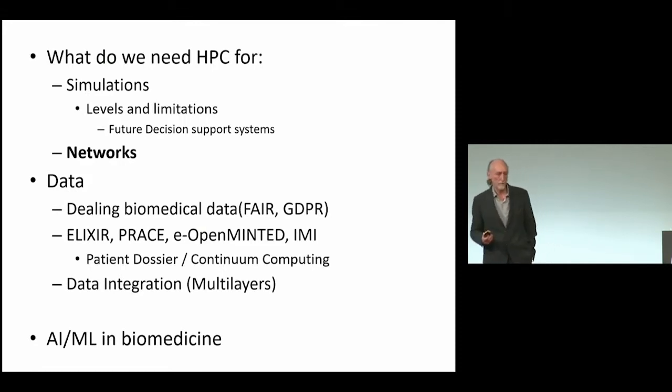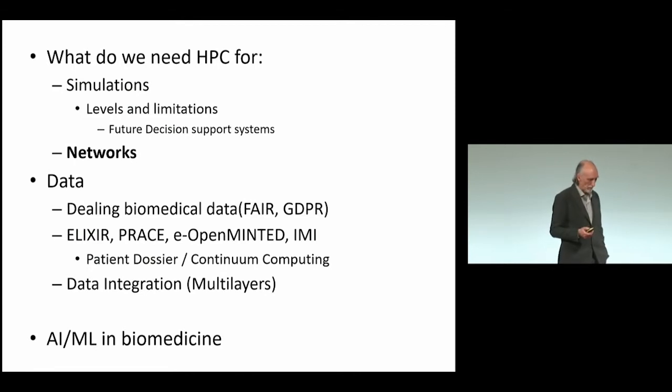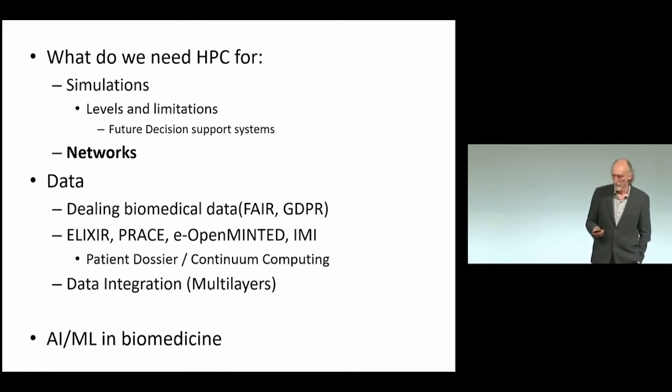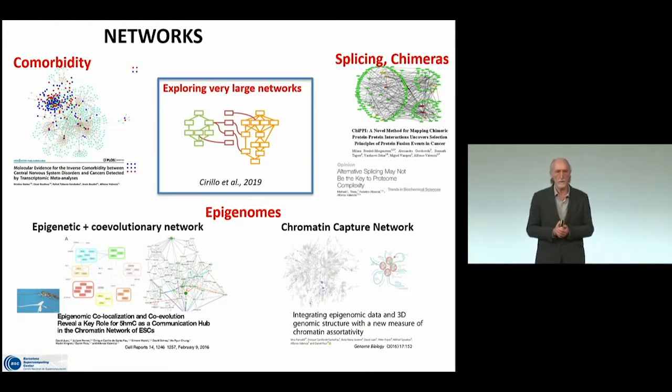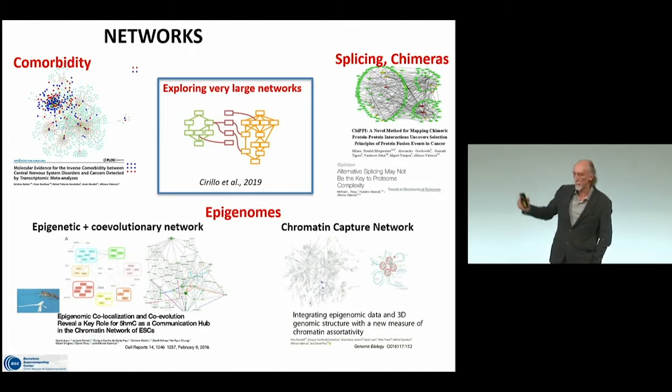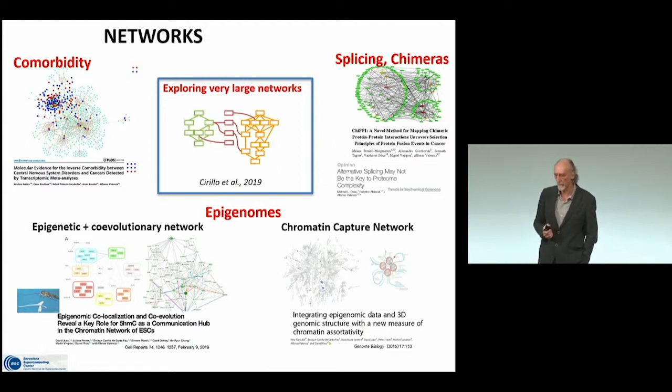Obviously, high-performance computers can be used for simulations, as I showed you in some of the possibilities. They can also be used for other things, and in this context, it's particularly interesting, from my point of view, to explore the possibilities of understanding networks. Many of the problems in biology can be phrased in the language of biological networks. In our case, we are interested in problems related to genomics, splicing, and chimeric constructions, chimeric proteins and chimeric RNAs.